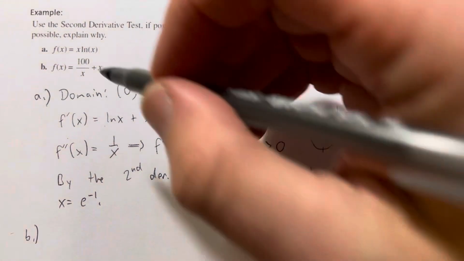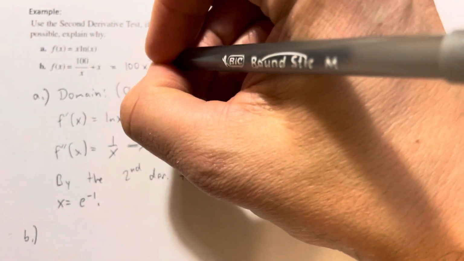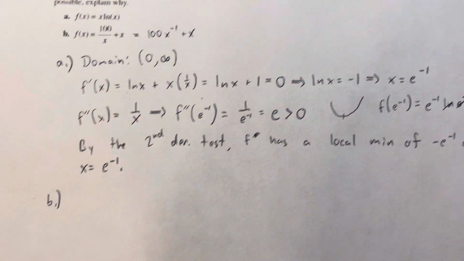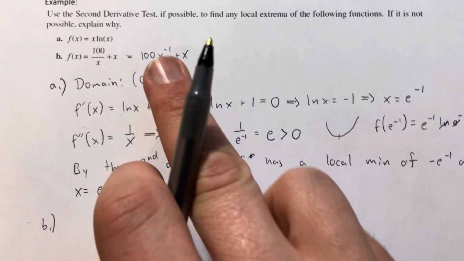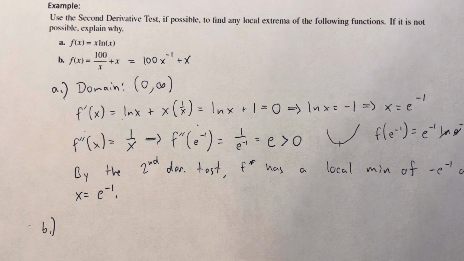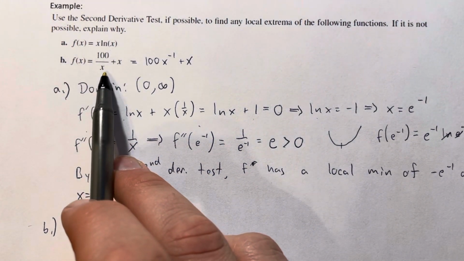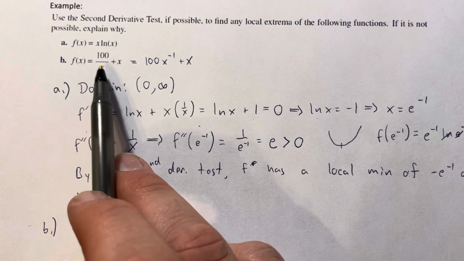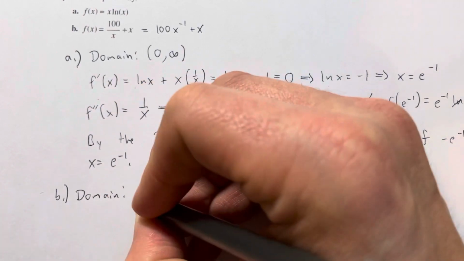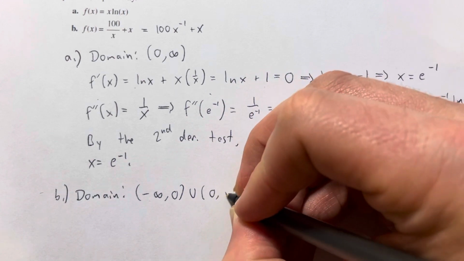f of x is equal to 100 over x plus x, which I can write this way, 100x to the negative 1 power plus x. That makes the derivative easier to do. Okay, so just as before, we want to determine the domain of our function and then determine any critical values and then use our second derivative test to see what happens. The domain of this function is the set of all real numbers except for 0 because I'm dividing by 0 there. So I can write that in interval notation this way, negative infinity to 0, union 0 to infinity.